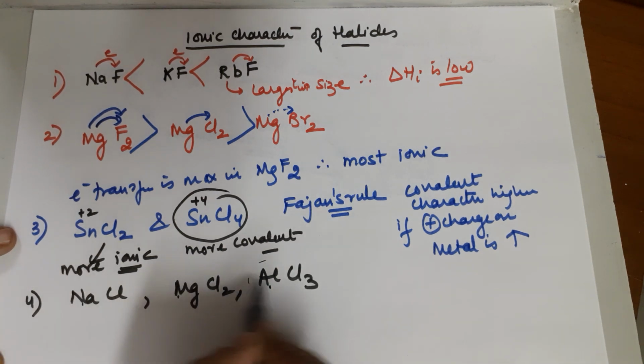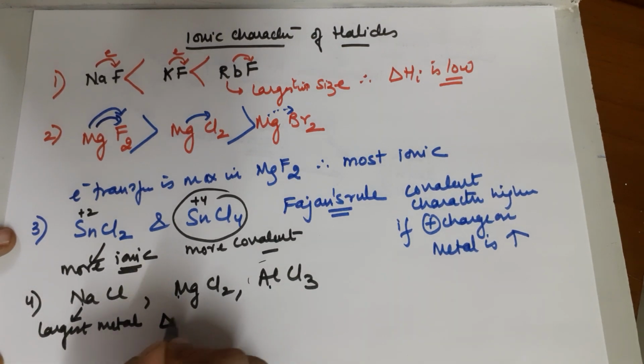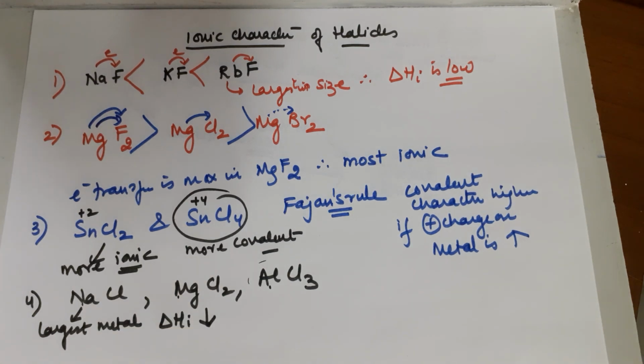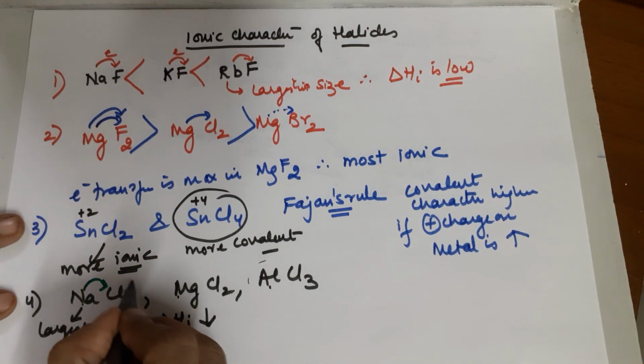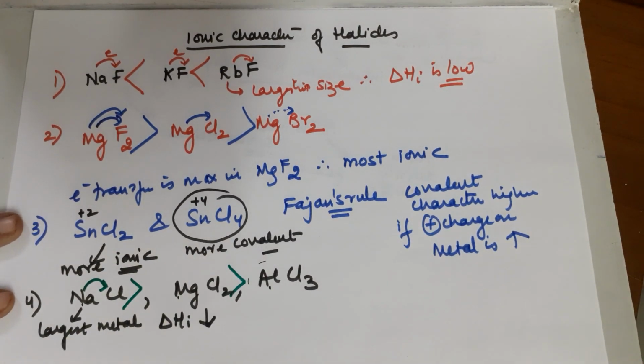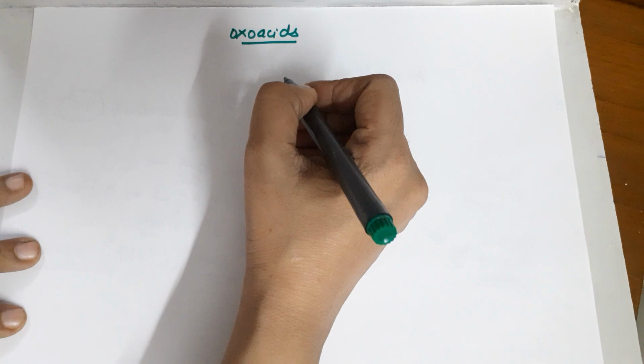Out of these three, this is the largest metal. Therefore, ionization energy would be low. Therefore, electron transfer is going to be easy. Hence, this becomes most ionic, so on and so forth. Fine. Moving on further to the oxoacids or oxyacids.